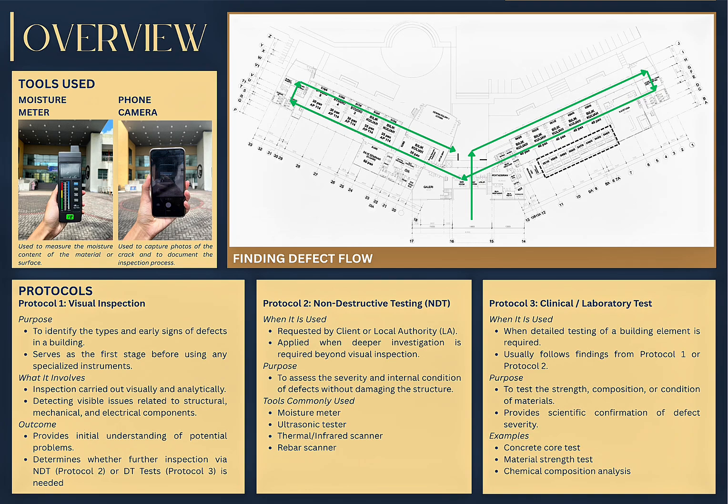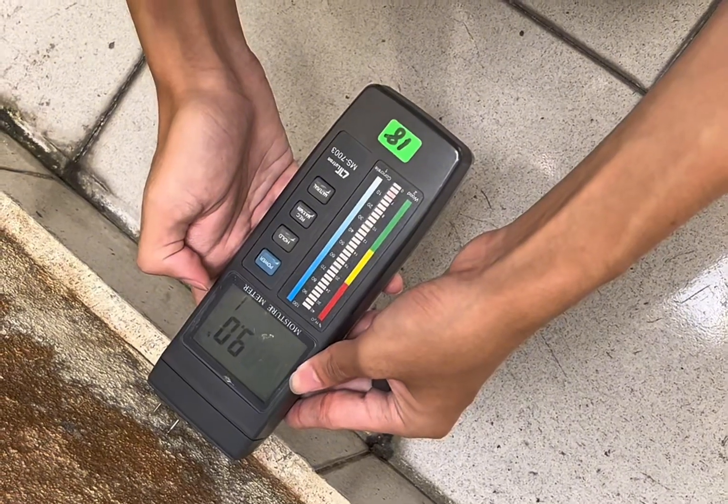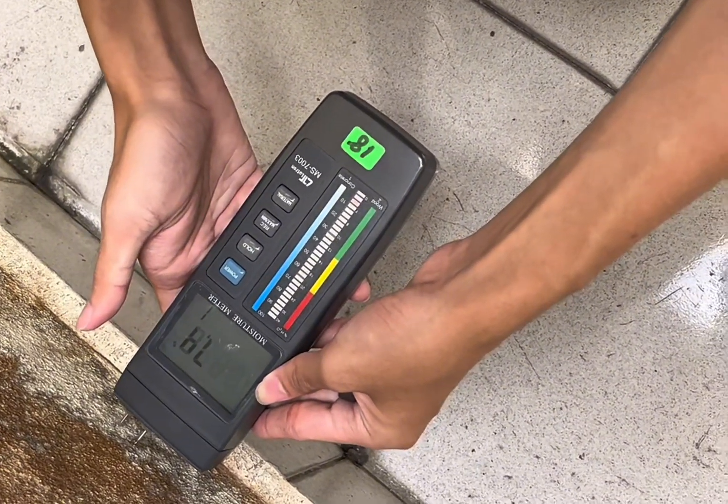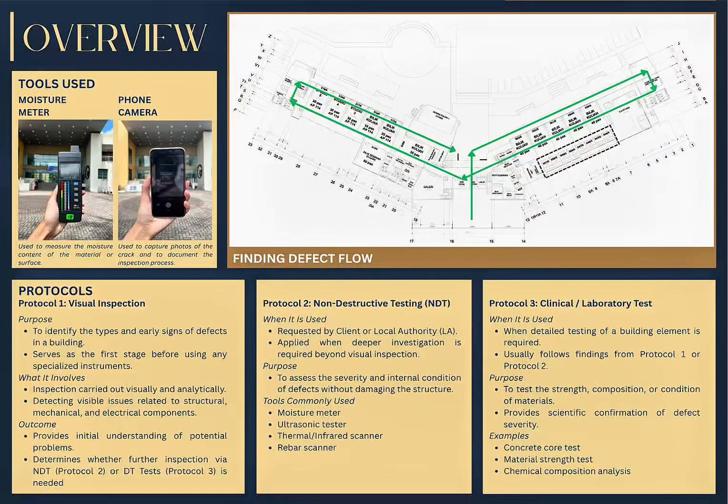To support this inspection, we use two main tools: a camera phone was used to capture photos of defects, and a moisture meter allows us to detect dampness or water-related issues. The third tool, a digital caliper, was not used in these inspections. The inspection itself followed a systematic flow. We started from the center area, moved to the left wing, and then continued to the right wing. Each room and corridor along this route was carefully checked, following the green arrow path shown in the diagram.